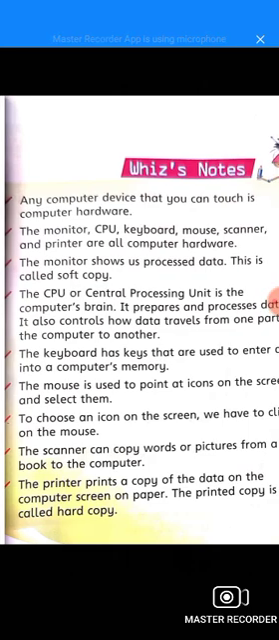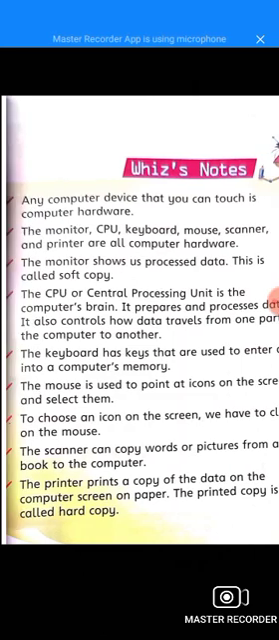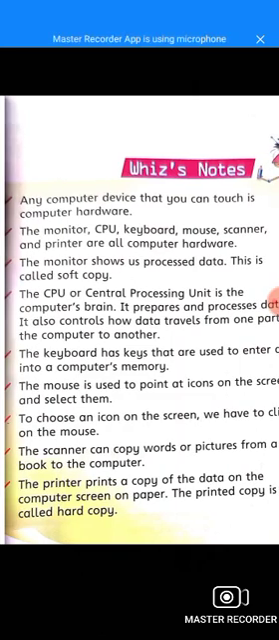Now this note: any computer device that we touch is hardware. The monitor, CPU, keyboard, mouse, scanner and printer are computer hardware. The monitor shows us processed data. This is called soft copy. The CPU or central processing unit is the brain. It operates, prepares and processes data. It also controls how data travels from one part of the computer to the other.